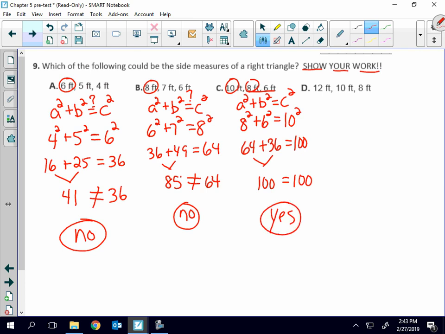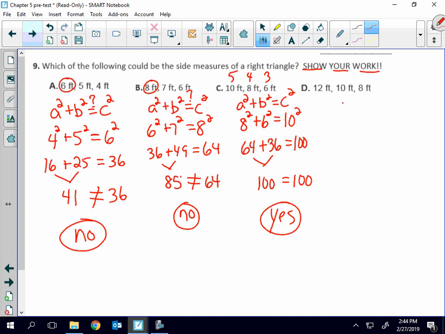And I hope some people already knew that just by looking at those numbers. I know some of you saw it. 10, 8, and 6 are multiples of 3, 4, and 5. If I multiply all three of those numbers by 2, I get my 10, 8, and 6. And that's my 3, 4, 5 right triangle. Again, you don't need to know that because you can show work and find it out yourself.